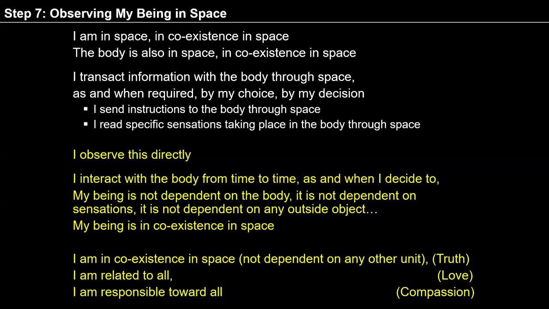Then you start thinking of yourself: how I am in coexistence with other units as a conscious unit. You start with the body, then shift to your consciousness and ask yourself as a conscious unit, how am I coexisting with other units. So for example, with the body, you are coexisting in space. Whether you interact with the body or not is your decision. But you are in coexistence with the body in space. Then you will see, I coexist in space. Other units also coexist in space. And because of this coexistence, I have a feeling of relationship in me.